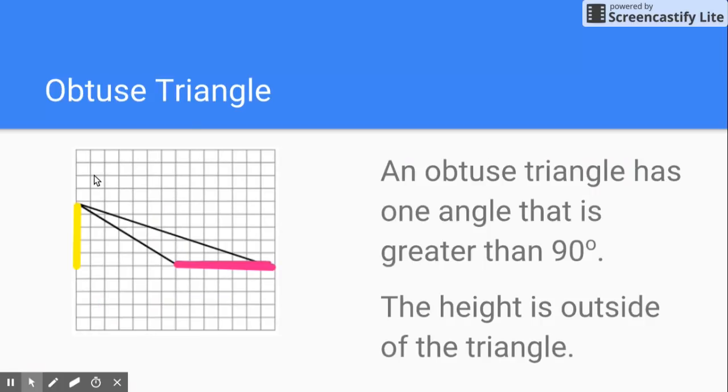Another type of triangle is called an obtuse triangle. An obtuse triangle has one angle that is greater than 90. It's this big, wide, or open angle. Notice here my base is at the bottom, but my height is outside of the triangle. If you had that rock, there's the rock on the top again, and I drop it, which way is it going to go? It's going to go straight down. It's not going to go crooked. It's not going to go to the side. It's going to go straight down. So my height here is on the outside.